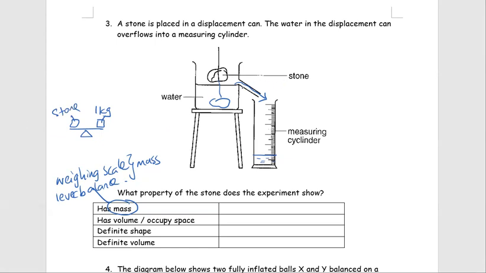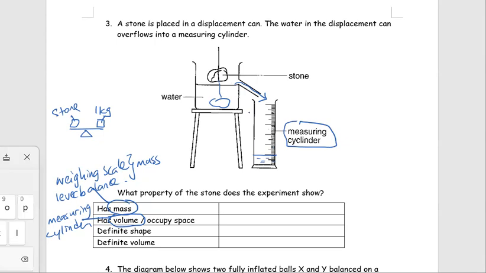Now, does this show that the stone has volume and occupies space? Yes, definitely. How do we show that it has volume? We use a measuring cylinder. You see a measuring cylinder here. It is measuring the amount of water that's displaced by the stone. So when the stone goes into the water, it occupies space, right? And because the stone occupies space, you have to push the water a little bit, right?